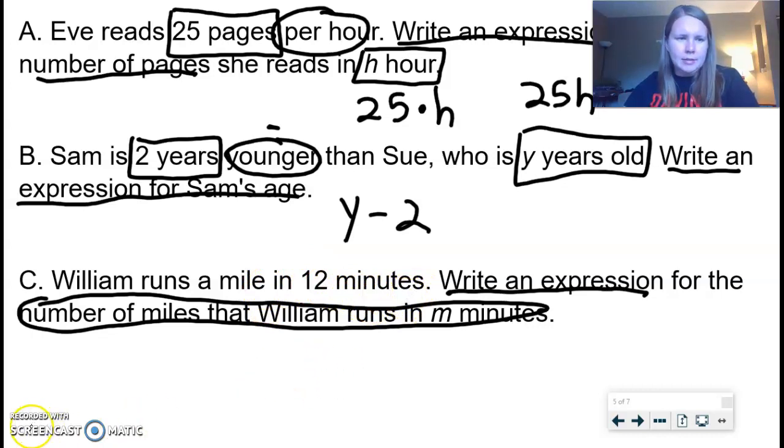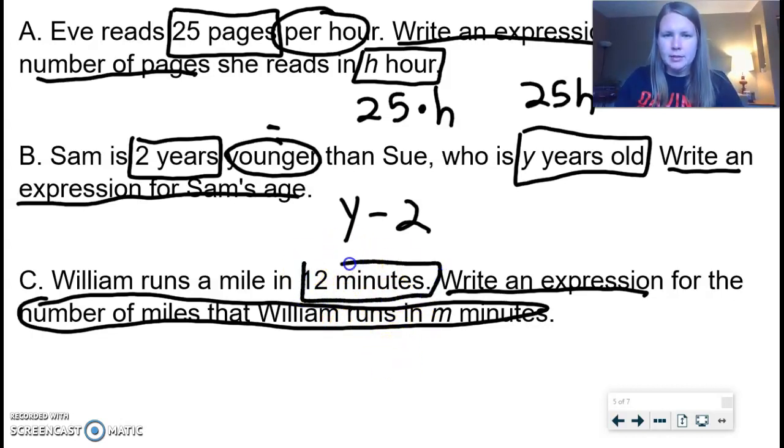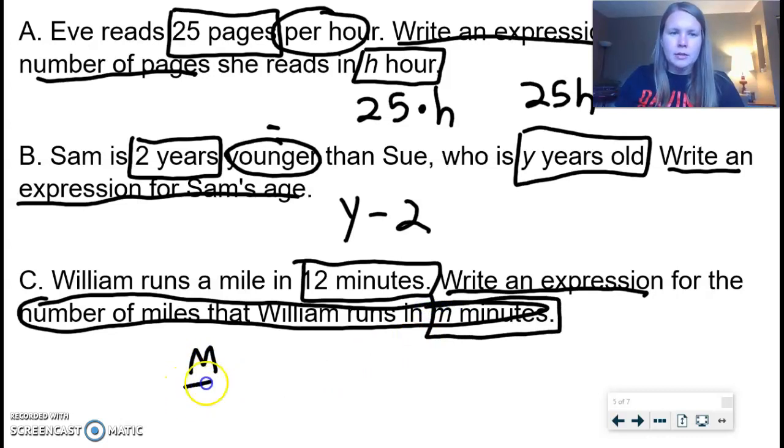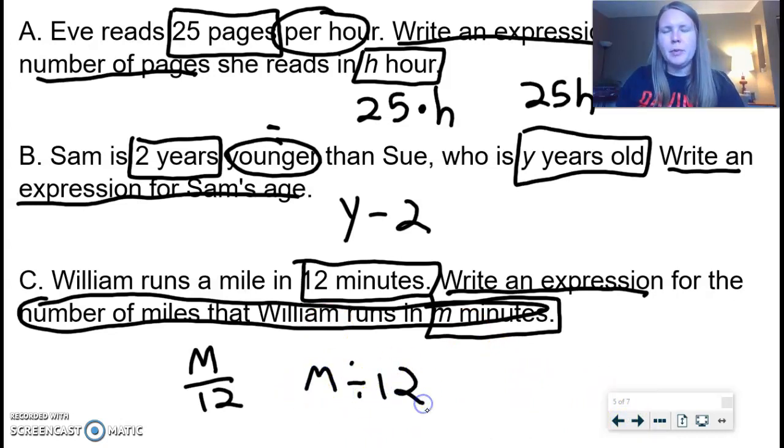So in this case, your problem is actually asking you to divide, because I want to know how many miles he runs in that many minutes. If he can do a mile in 12 minutes, this is going to show me a division. The other important parts are 12 minutes and M minutes. So I would take my M, how many minutes he ran, divide it by 12, and that would show me how many miles he ran. You can also write it as M divided by 12.